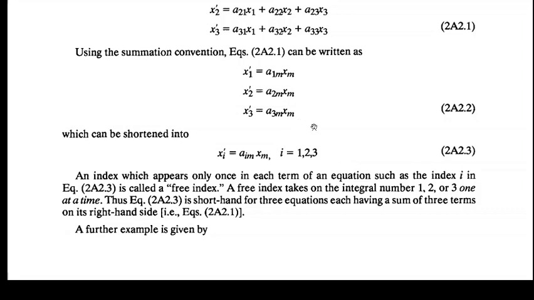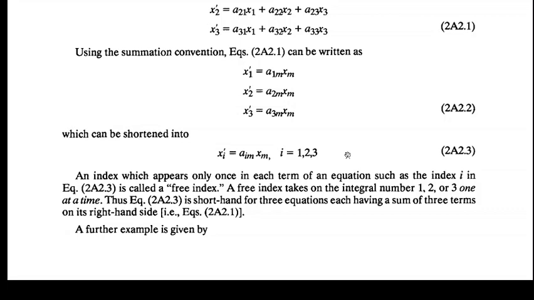Now, by looking at this equation 2a 2.3, we are going to define the free index. This type of index, which is appearing only one time in each term of the equation. Equation 2a 2.3 has two terms only: xi dash on the left hand side and another term aim xm on the right hand side. You can take it to the left hand side and write xi dash minus aim xm equals 0, so you will have two terms. In the first term i is appearing and also in the second term i is appearing. This type of index, which is appearing only one time in each term of the equation, not two times, is called a free index.